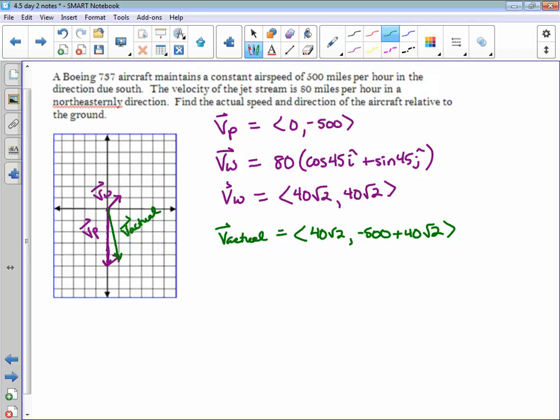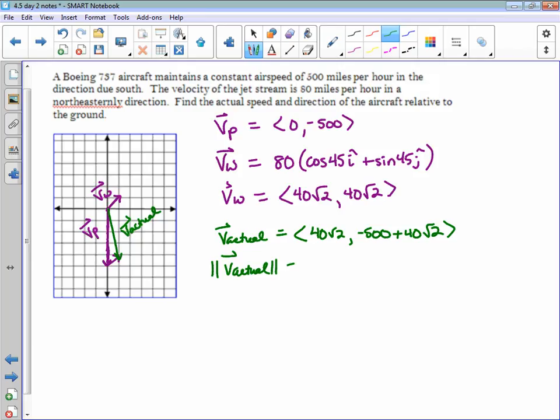Okay. You're still living. Once you have all of those vectors in component form, the rest is really not that bad. I need to know the speed and direction of where the plane actually is. So the speed, that's the magnitude of that actual vector, my green vector there. So I need the magnitude of this guy.